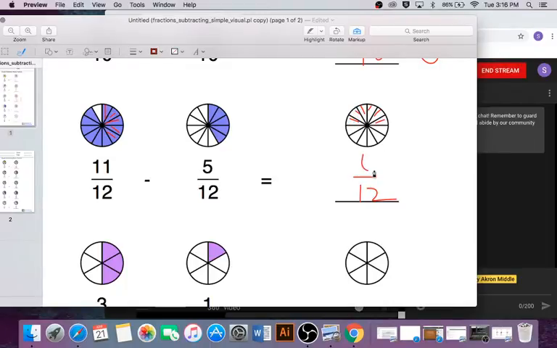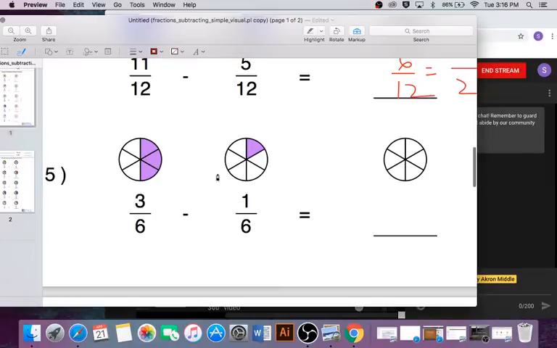Six over 12 is not in simplest terms. 6 goes into both 6 and 12. 6 goes into 6 one time. 6 goes into 12 two times. So our answer is going to be 1/2. As you can see here, we have the top half of our circle shaded in.